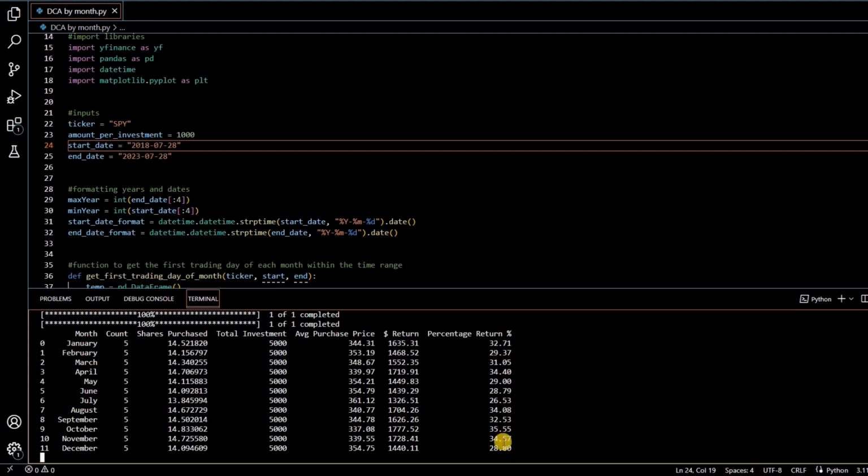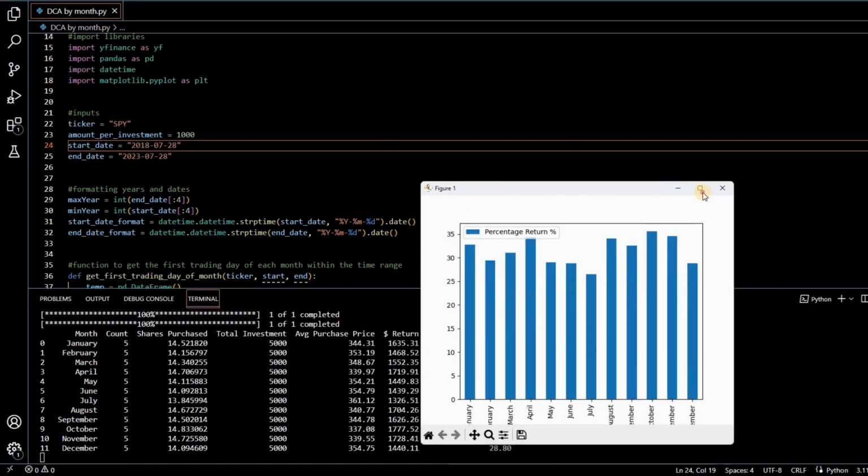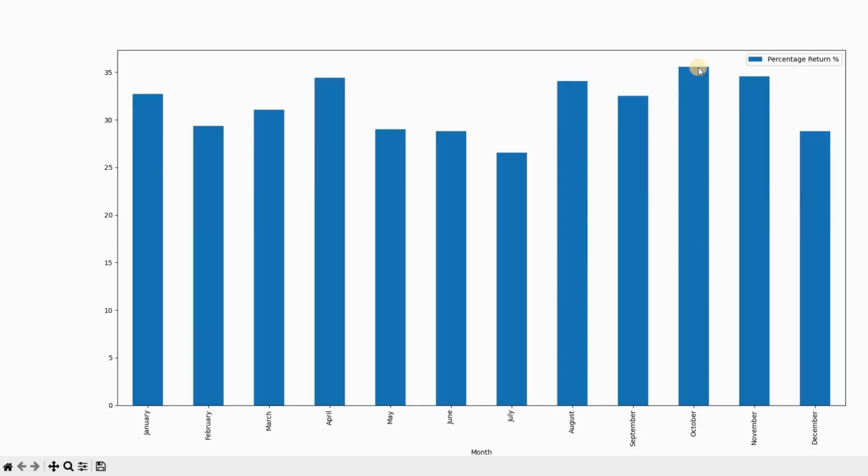Here we can see that there isn't a massive spread between the highest and lowest percentage. The highest percentage is October with 35%, and then the lowest percentage seems to be again July with the 26.53%. And if we look at this in a chart, here we can see October, November, and August seem to be some of the best months over a 5-year period, whereas July seems to be lagging quite a bit.